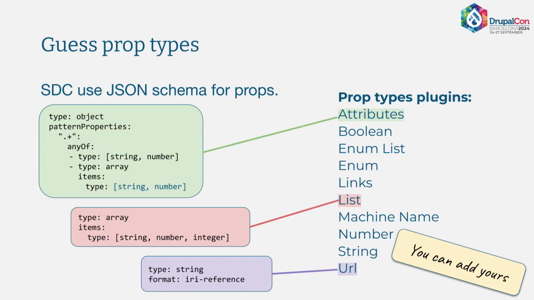So, those prop types. If you know JSON schema, you know JSON schema already has types. Why do we need prop types? It's because we want to add some magic, some logic into the typing. We want to add some behavior: if it's this type, I want to do this. So we are scanning the JSON schema of each prop, and we are guessing the corresponding prop type plugin. And it's a plugin system, so you can add your own prop type to your projects.